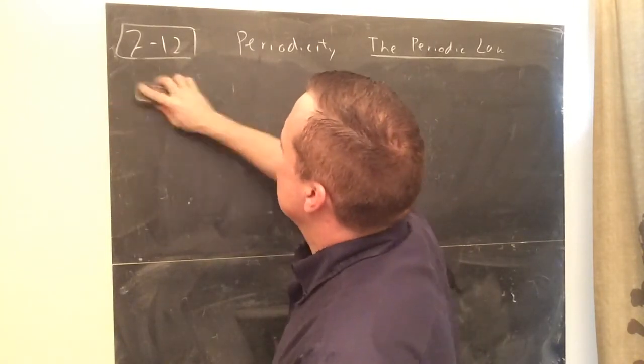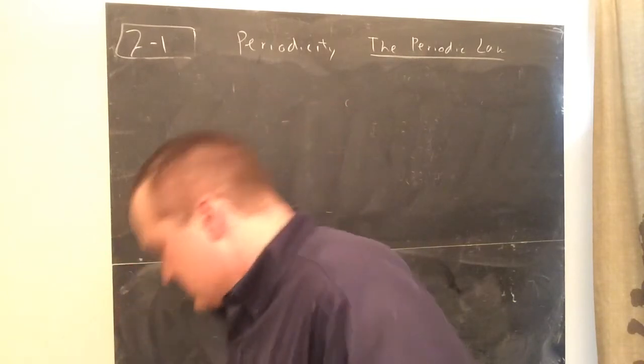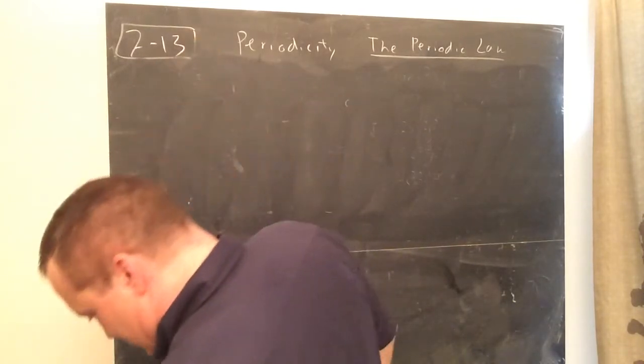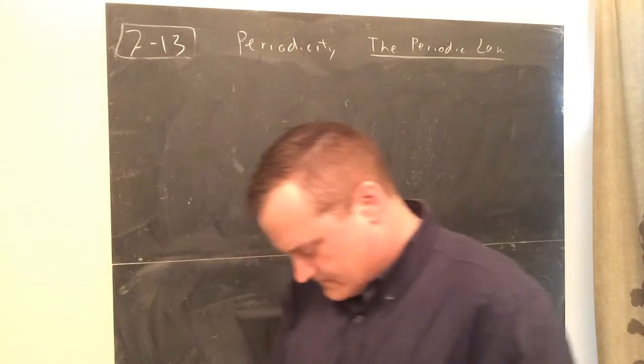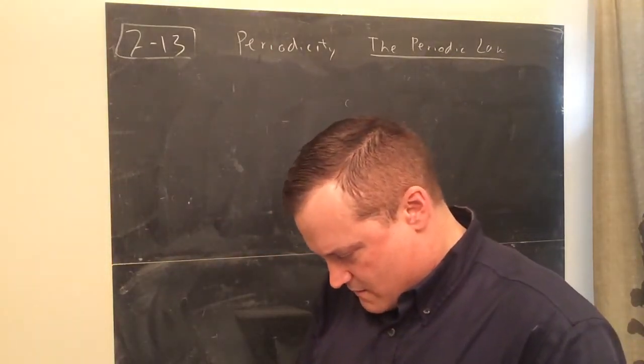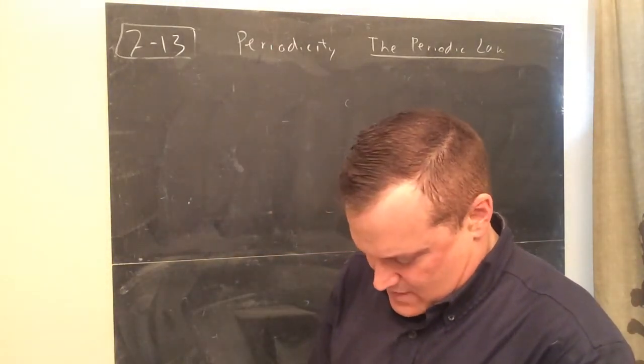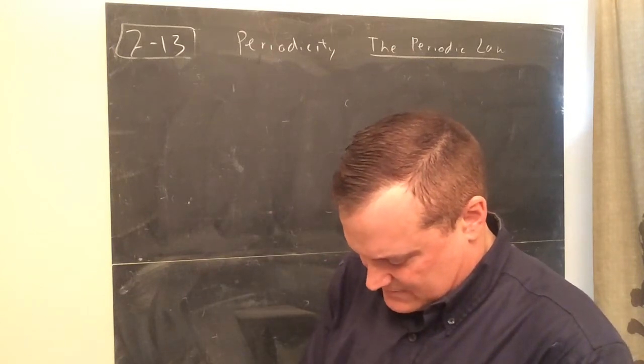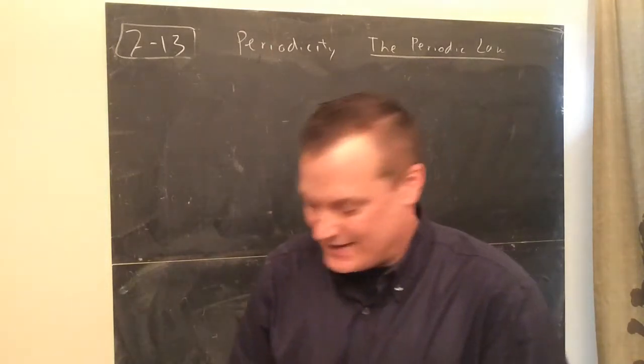So now we're on 7.13 for sure. It talks about the radius of atoms and ions. Okay, first there's a little definition at the beginning about what we mean by the radius of an atom.